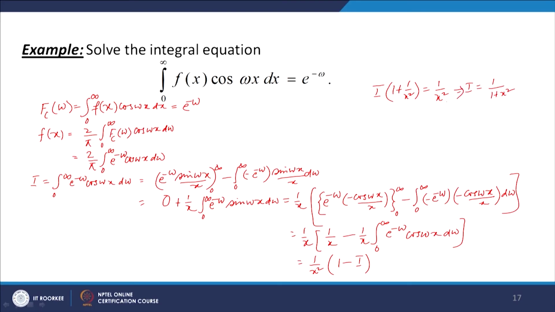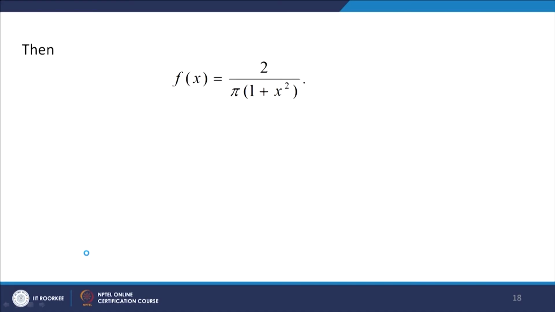Okay. So what we have here is f(x) equal to 2 over pi into 1 over 1 plus x square. So we can solve the integral equation by using Fourier cosine transform. So f(x) is 2 over pi times 1 over 1 plus x square.